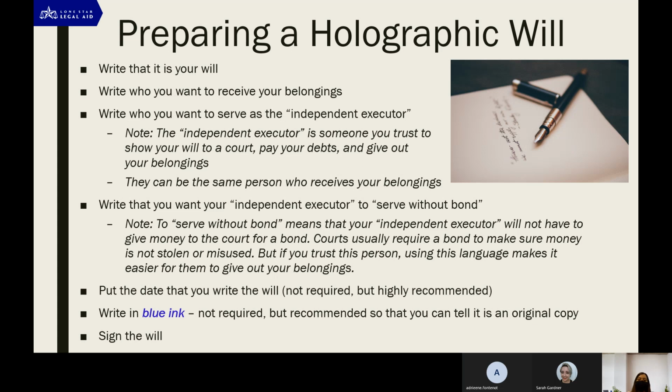You also want your independent executor to serve without a bond. And to serve without a bond means that they do not have to pay any money to the court. They don't have to pay a bond. The courts usually require a bond to make sure that the money is not being stolen or misused. But if you trust this person, using this language makes it easier for them to serve as an executor. So you want to make it as easy as possible for the executor. So one, you want them to serve as an independent executor with not a lot of oversight from the court. And you also want them to not have to pay to the court in order for them to do their responsibilities as an executor.